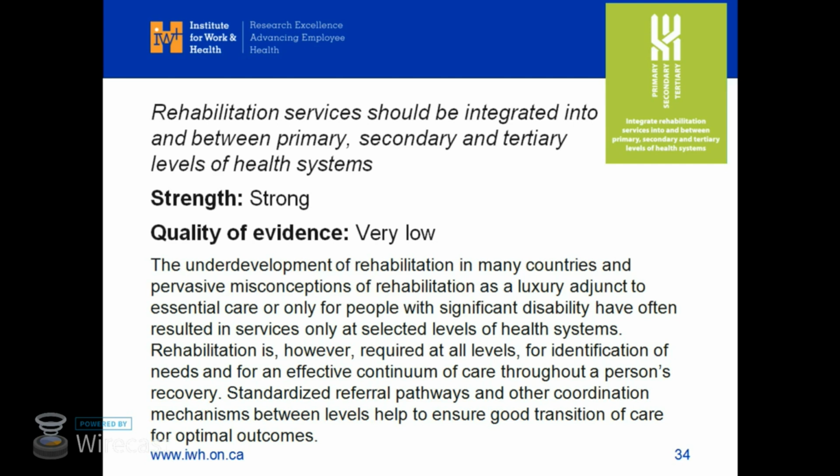Everything. All of them. So we're talking about vocational, prevention, we are talking about assistive devices, we are talking about mental and physical, children and adults, very global. Is that okay?